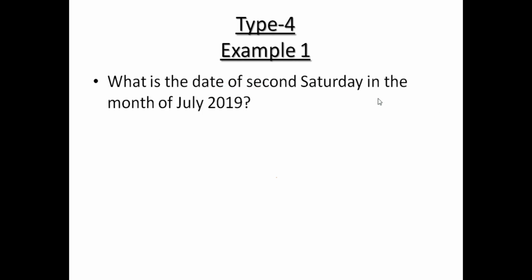Right. Next is type 4. Type 4, first example. What is the date of the second Saturday in the month of July 2019? Till now he has given the date and asked for the day of the week. But here the day is given, he is telling it is already Saturday, so we need to give the date. Which Saturday is asked? The second Saturday.